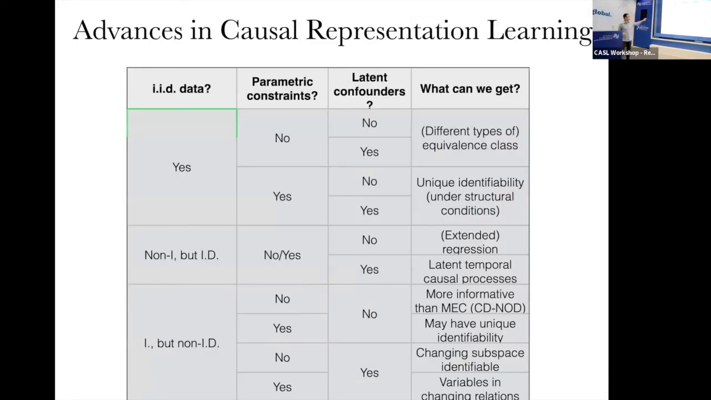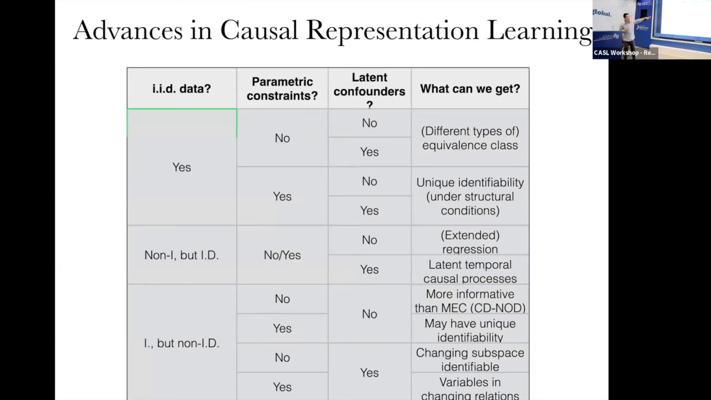This is the basic summary of the recent advances in the field. So you can see for each setting, basically each combination of the three axes, then on the right, you can see what we can get. So in the ID case, basically the problem is very hard. We have only a single distribution, so usually we can end up with some equivalence class.